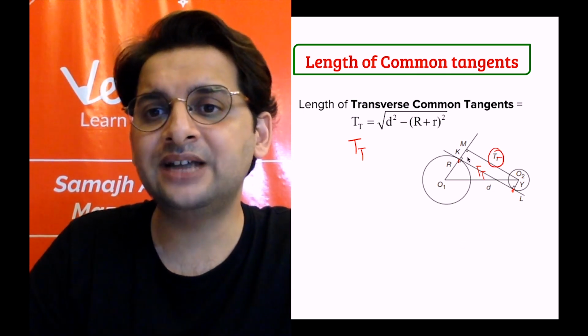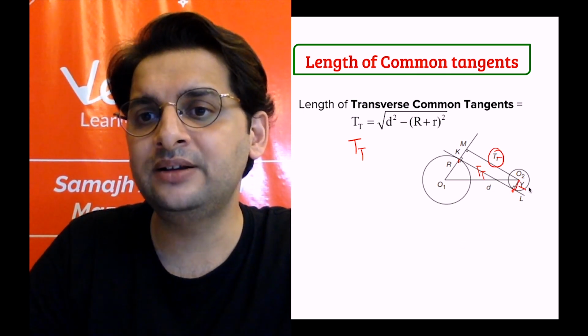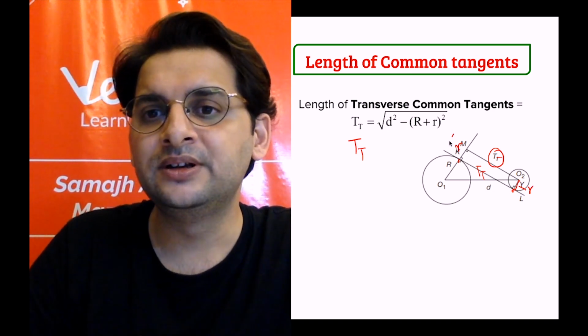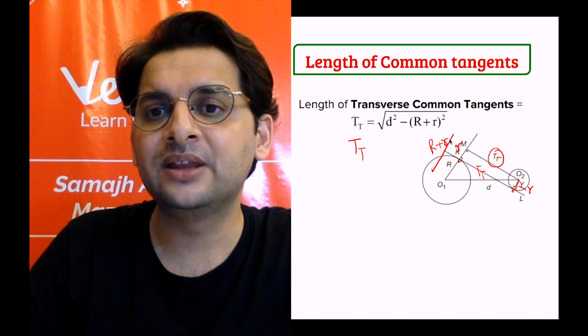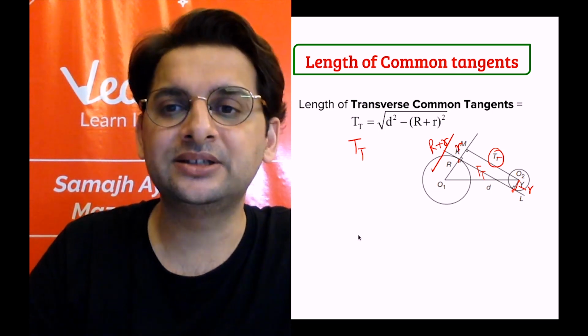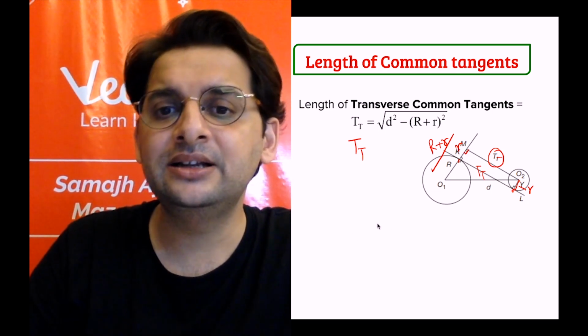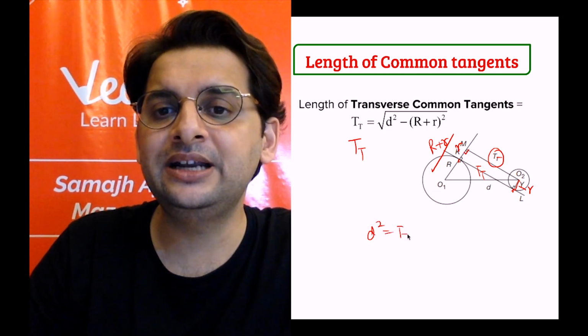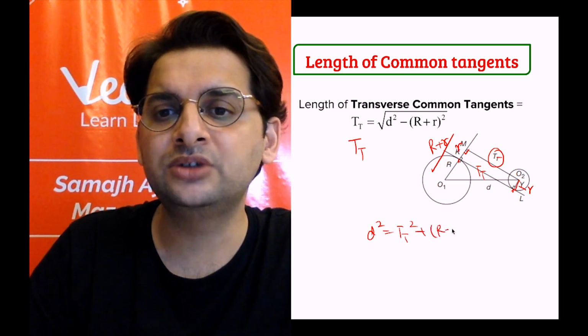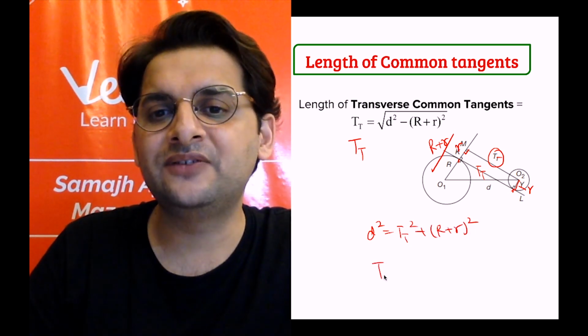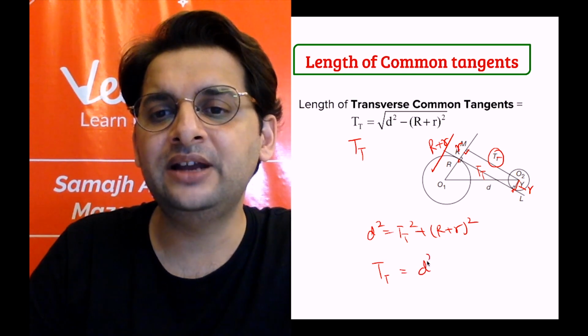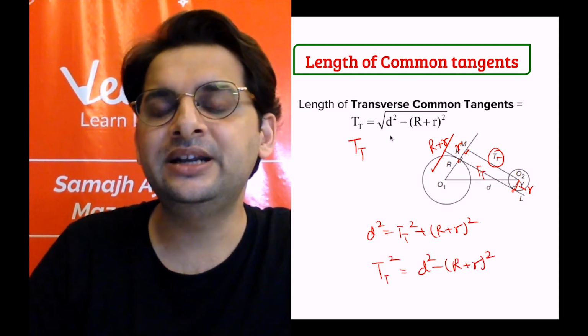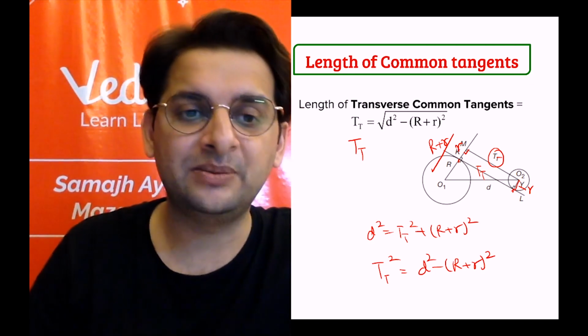And now if this is R and we've shifted and this is small r, so this length would be R plus r. And we're simply applying Pythagoras again, because this is the right angle. So can I say D square is TT whole square plus R plus r whole square. And this gives the formula for TT, that is D square minus of R plus r whole square. So TT is root of D square minus of R plus r whole square.